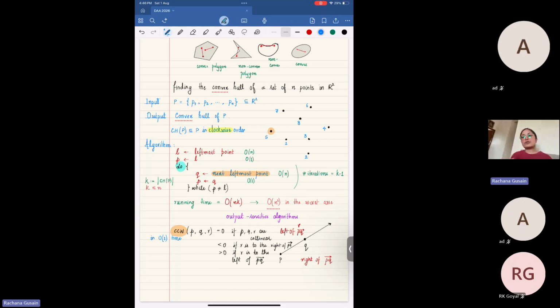So for now, assume that you have this function at hand, CCW. It will take 3 points and it's going to return the orientation of the third point with respect to the line segment going from P to Q. So it's a directed line segment going from P to Q. Is the purpose of CCW clear?